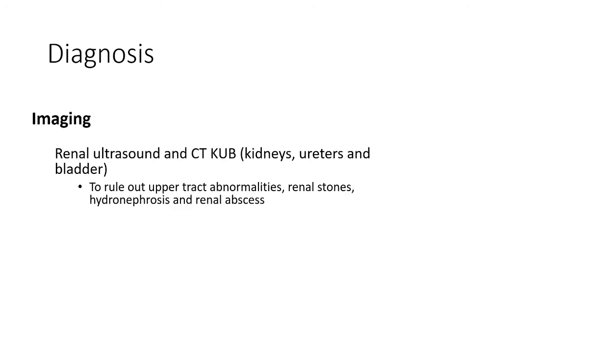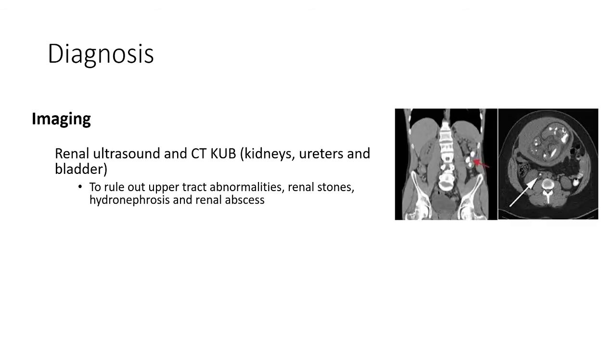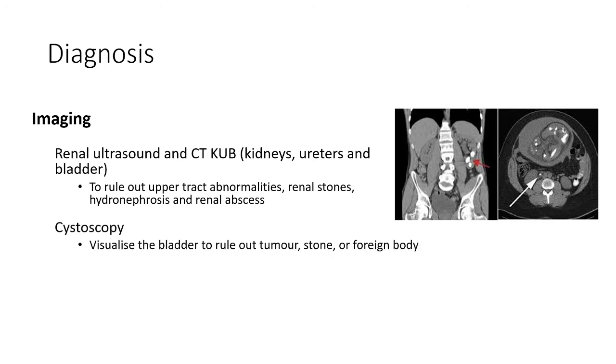Imaging is rarely indicated. When done, it is usually either an ultrasound scan or a CT of kidneys, ureter, and bladder. Their purpose is to rule out upper tract abnormalities, stones, hydronephrosis, and renal abscess. Sometimes they are also used for when treatment fails and in recurrent UTIs in males.